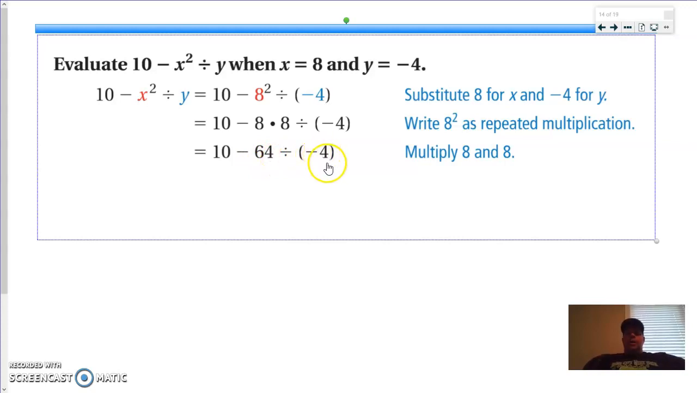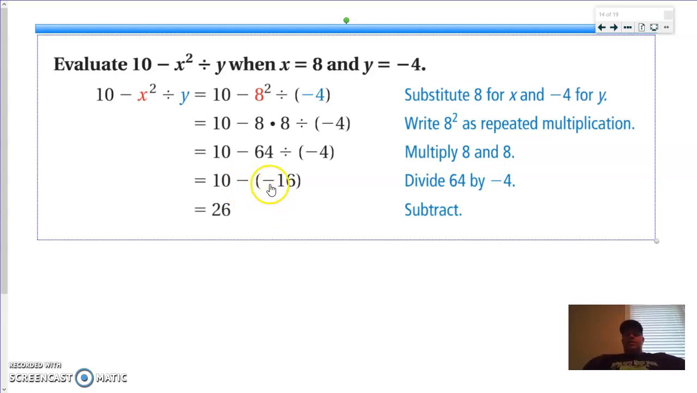What we also know next to happen is we must divide next in our order of operations. So 64 divided by negative 4 gives us negative 16. So we have 10 minus negative 16. When we change this, we add the opposite. So we will get plus 16, which gives us 26.